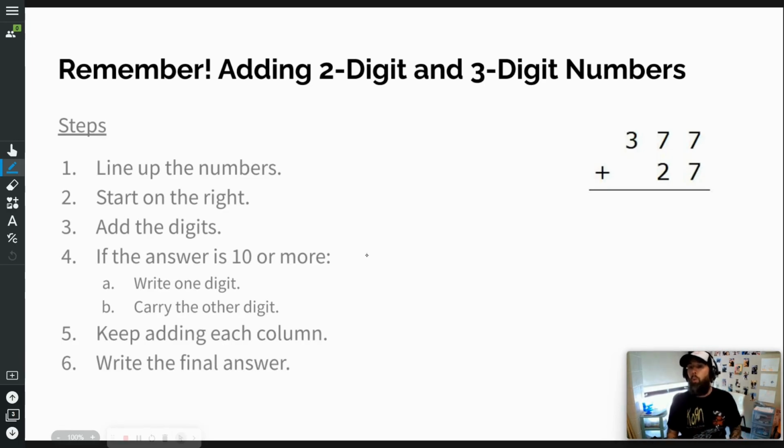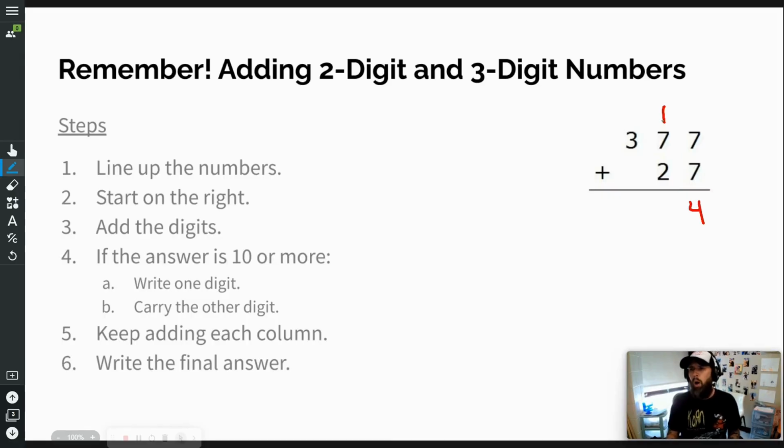So you go all the way to the right and you add your numbers. Now, if the number you get when you add is 10 or more, so in this case, 7 plus 7 is 14, that's 1, 4, what you're going to do is write down the ones digit. So since it's 1, 4, you're going to write out your 4 and carry the 1. So the 1 comes up here, the 4 goes down there.